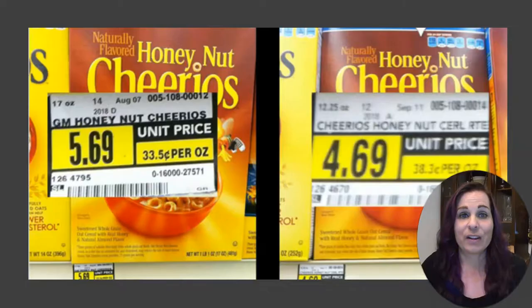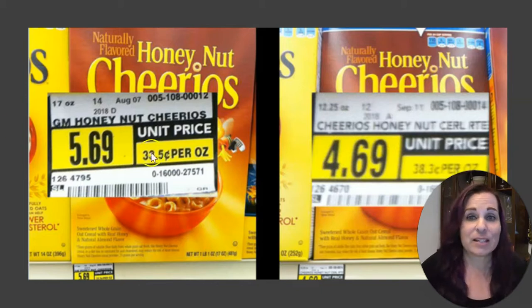Now, believe it or not, they do show you this in the stores. So this is what the full label looks like from the shelf. And we can see that they give us the unit price, 33.5, or 38.3. And that's the cost per ounce. You can see the little cent sign behind it: 33.5 cents per ounce, 38.3 cents per ounce.